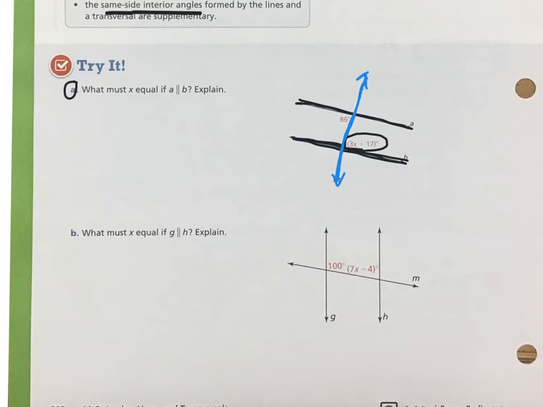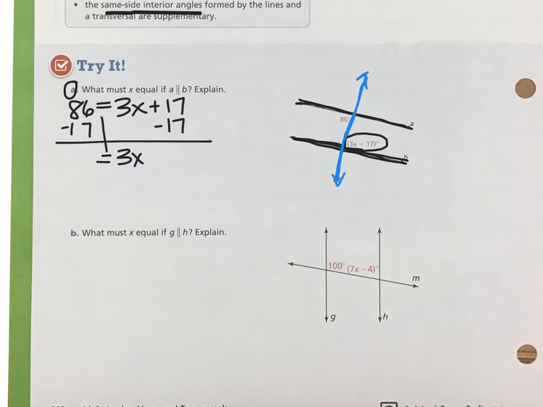So we can solve this by setting up an equation. 86 is equal to 3x plus 17. Now we're going to solve that just like we would any other two-step equation. Subtract your 17 from both sides, and 3x equals 69. Then we have to divide both sides by 3, and x must be equal to 23.